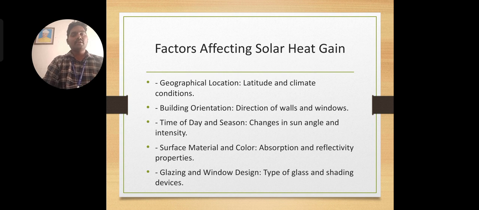And then the next one is what materials we are going to use. If we take steel material into consideration to construct it, there is a problem with that, because it absorbs more heat, and automatically the indoor and outdoor temperature changes. And then surface material and color.